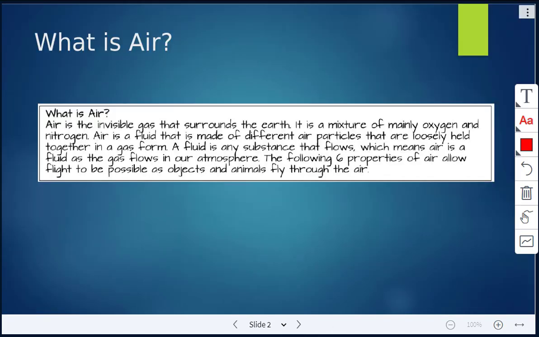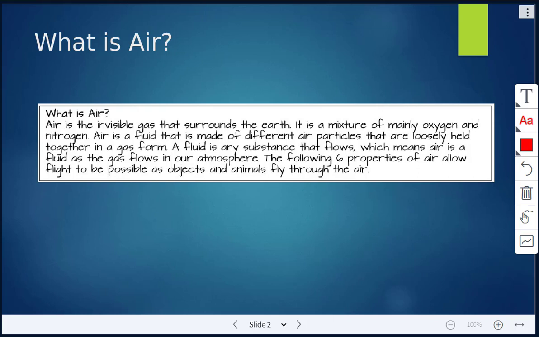Alright, so first, what is air? So you probably know air is all around us, it's invisible, it surrounds the earth. It's mainly a mixture of oxygen and nitrogen, and it's also a fluid. So gases and liquids are both fluids. And so air is made up of different air particles, and they are loosely held together in this gas form.